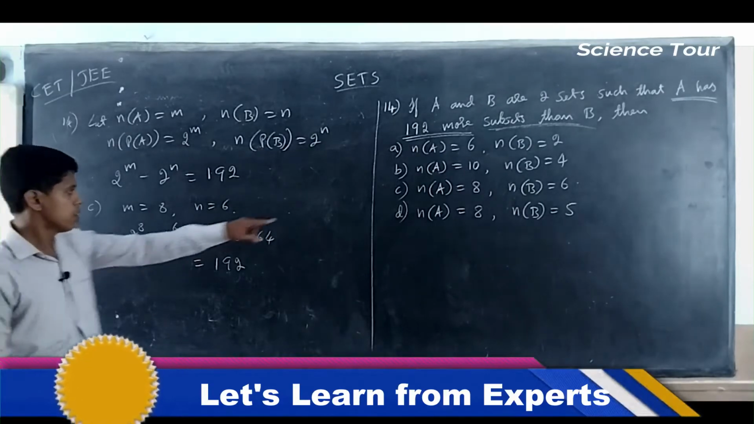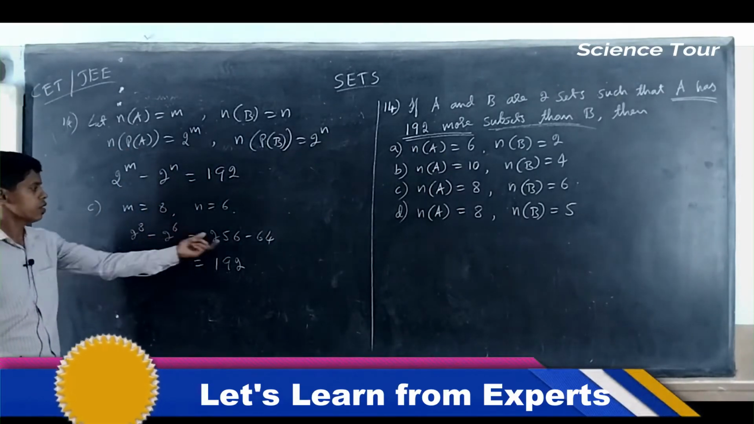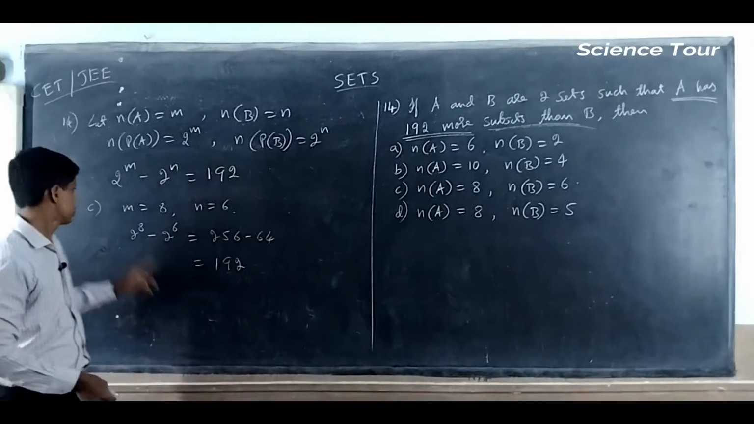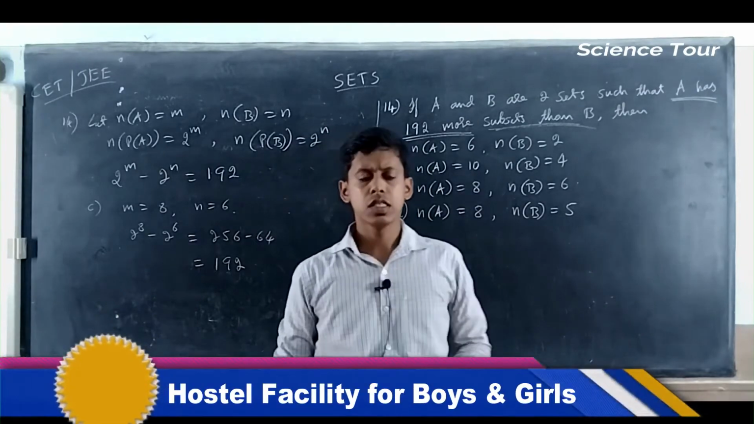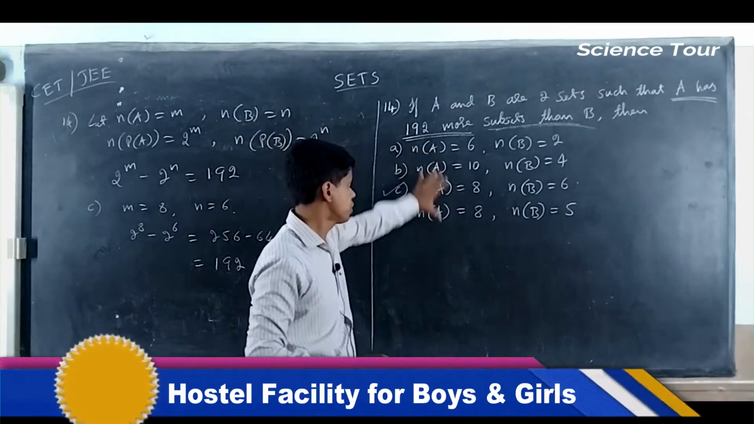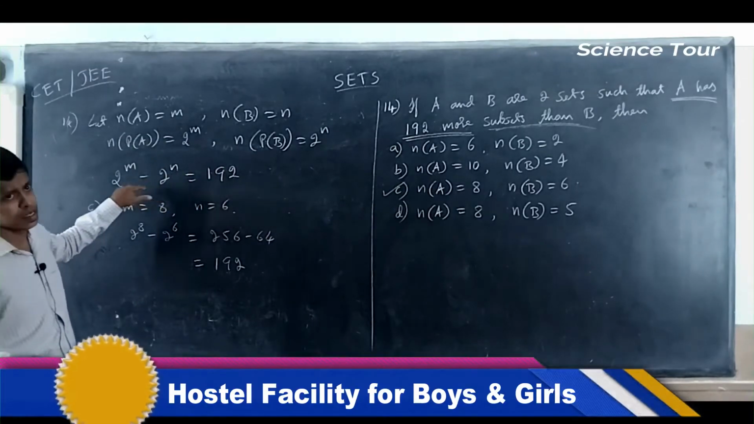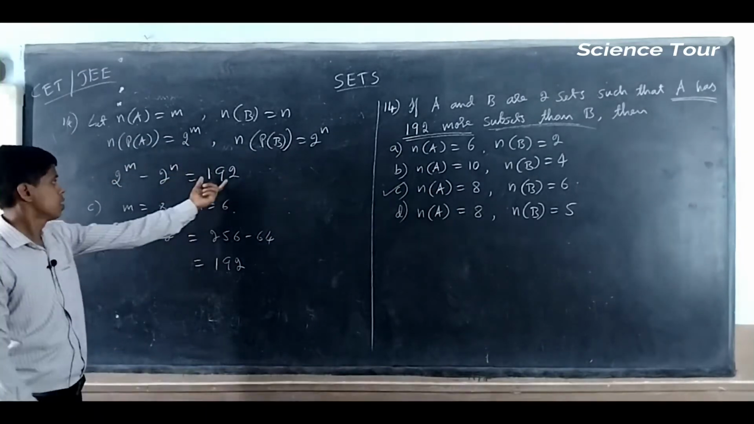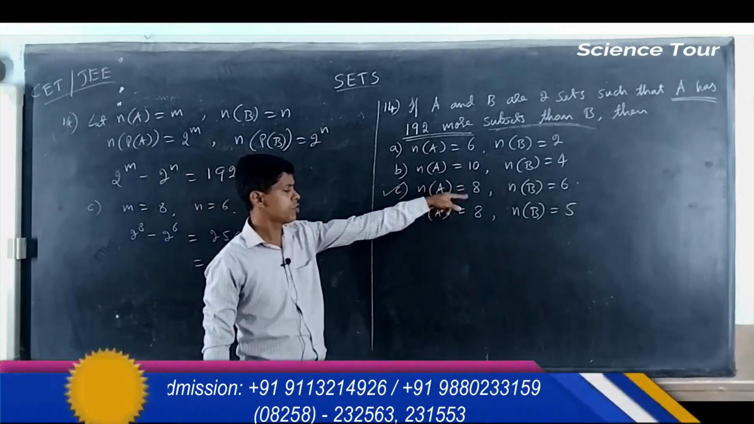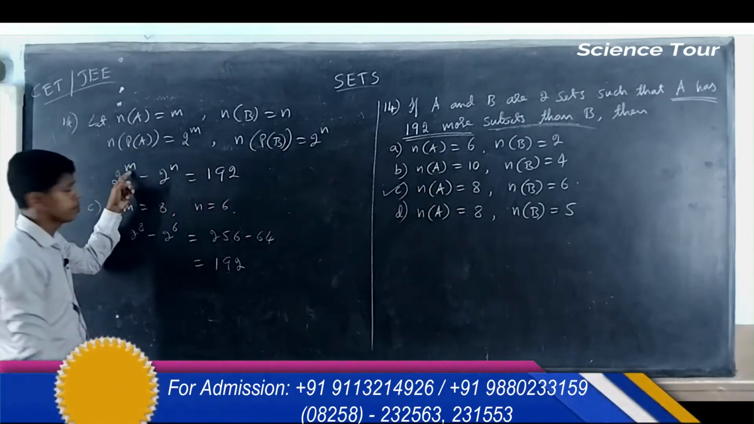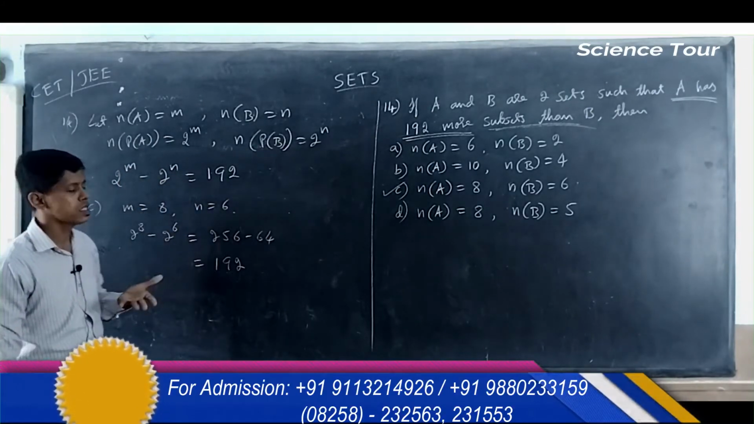Now if you take 8 and 5, does it give you 192? No. If you take 8 and 5, that will be 256 minus 32. So only option C gives you the right answer. You can go through the options and inspect whether you get the required answer or not. So just put n of A equal to 8, n of B equal to 6. You have got the answer, therefore that's the right choice.